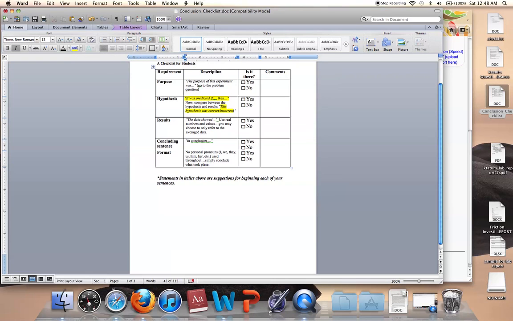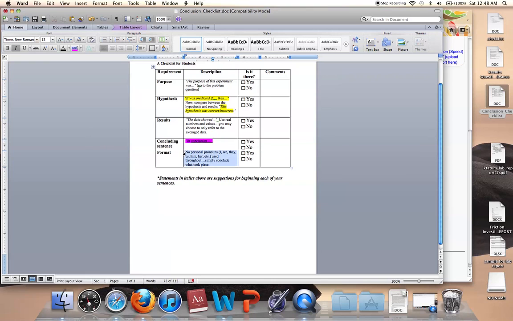Then you have the data showed. This is just a very simple 1 to 2 sentences. You're not restating all of the data and all of the results in the previous part of your lab report, but rather just 1 to 2 sentences that summarize all of the data collected. And then you have your concluding sentence. Your concluding sentence, this is where you give that relationship between the surface and the speed.